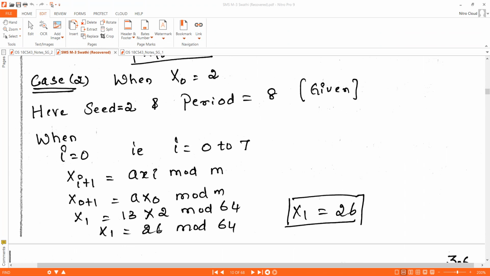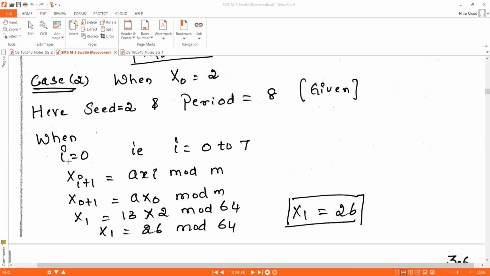When x naught is equal to 2, we need to consider the seed value as 2, and we should find the xi values for 8 periods. Here the seed value is 2, period is 8. When i equals 0, we will be finding the x1 value. In the question they have asked us to find the xi values for 8 periods, that is, i value 0 to 7.